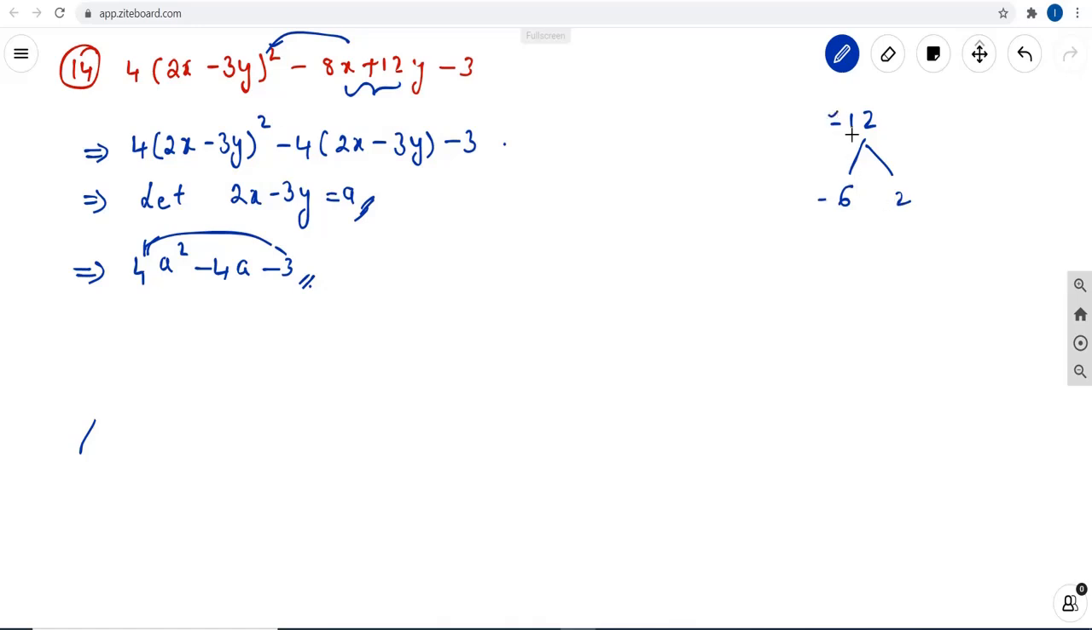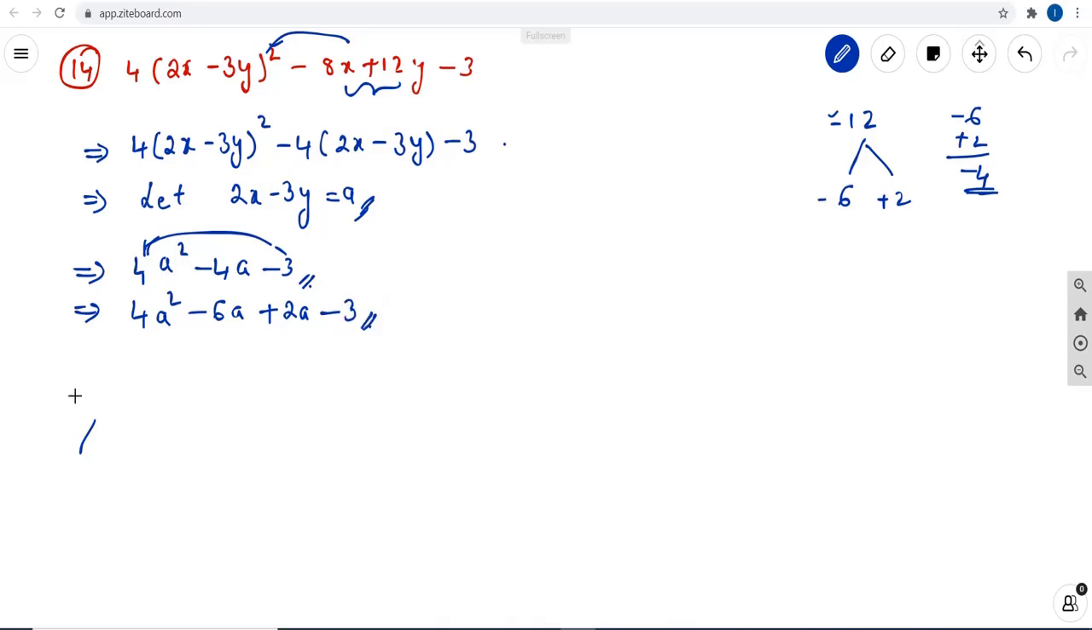So this is minus, so this becomes plus. And if I do minus 6 plus 2, this is going to give me minus 4. So this is your middle term. Okay, so I'll rewrite this equation. So this becomes 4a square minus 6a plus 2a minus 3.